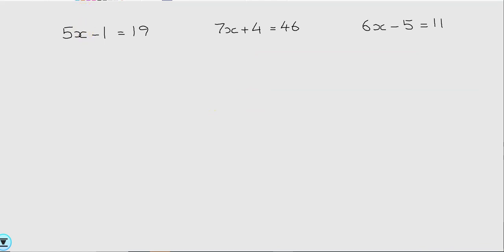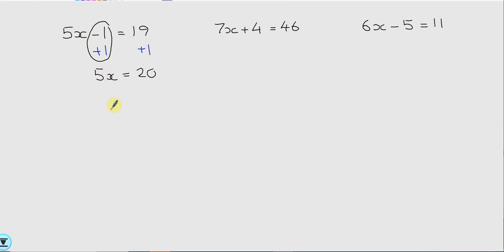So if you play the I'm thinking of a number game, it's I'm thinking of a number, I times it by 5, I then take away 1, and I get 19. So we're going to get rid of this first. So we're going to plus 1, and we're going to keep our equals in a nice straight line. What will happen here? Well, they're going to disappear. So we're just left with 5x on the left-hand side, and on the right-hand side, we've now got 20.